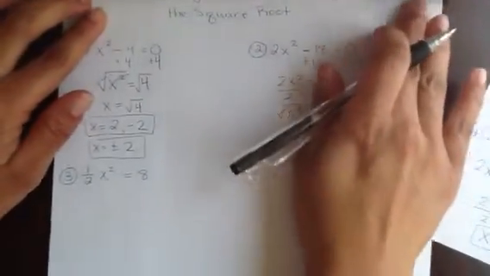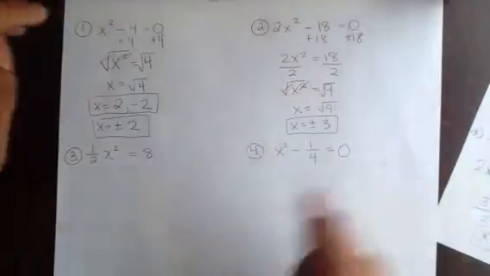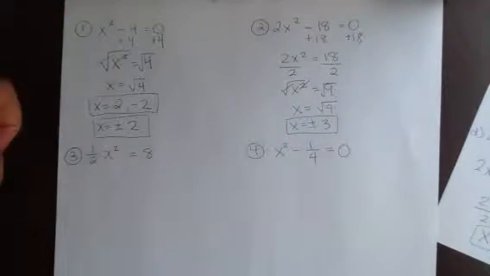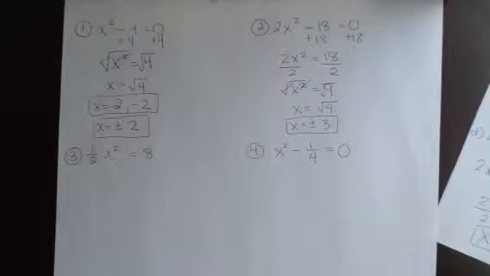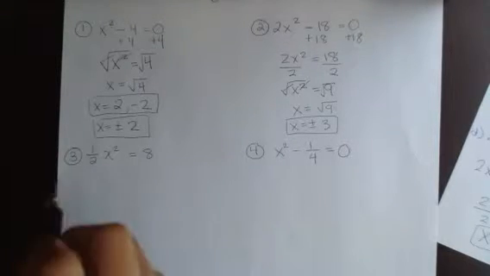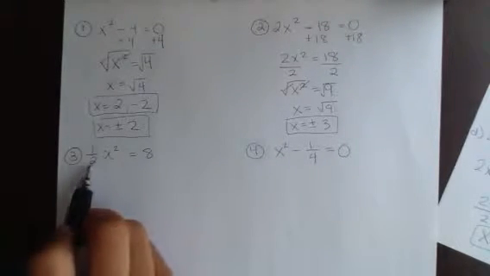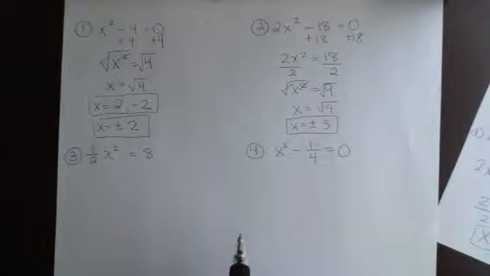Alright, for number 3, still the same ball game. We have 1/2 being multiplied times x squared is equal to 8. We could divide both sides by 1/2, but it looks a little messy when you do that. So the easiest thing to do to cancel out the 1/2 is just to multiply by the denominator. That'll cancel out the fraction.